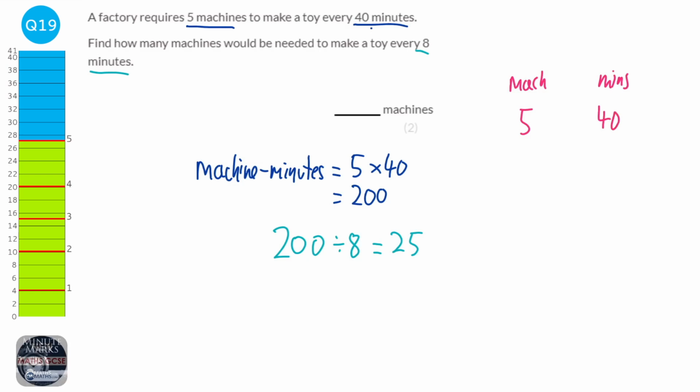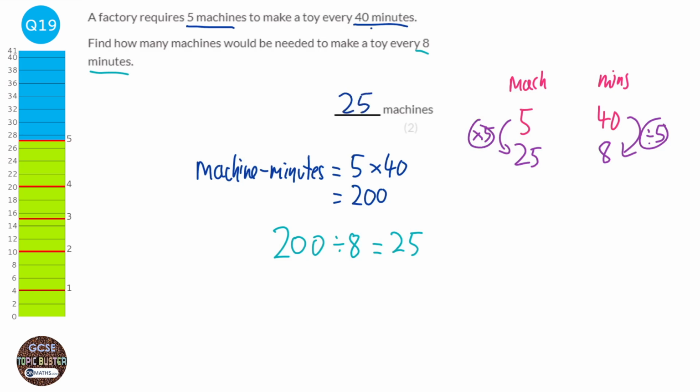Then 8 minutes. Think about it, we divide that by 5 to get to 8, and so if we divide the amount of minutes by 5, we actually times the amount of machines required by 5. So this is called an inverse relationship. So if one doubles, the other halves. If one is divided by 5, the other will be multiplied by 5. So our answer here is 25 machines.